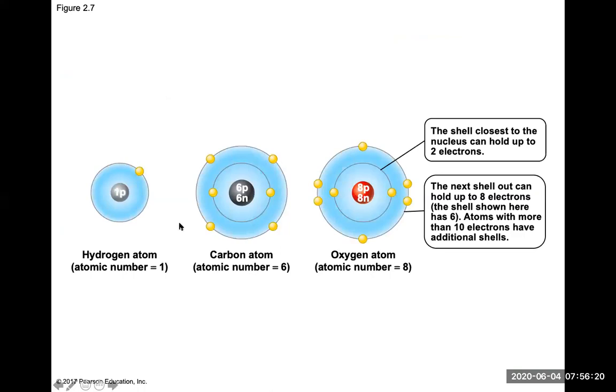So again, if we look at hydrogen, carbon, and oxygen, we can see the atomic number is 1, having to do with 1 proton. The atomic number is 6, meaning 6 protons. And oxygen, the shell closest to the nucleus can hold up to 2 electrons, and the next shell out can hold up to 8 electrons, but the shell here just has 6. So atoms with more than 10 electrons have additional shells. Because the inner shell can only hold 2 electrons, the second shell can hold up to 8, but since this is oxygen, there's only 6 in it, because 6 plus 2 equals 8. Anything more than 10, we would add on another electron shell.